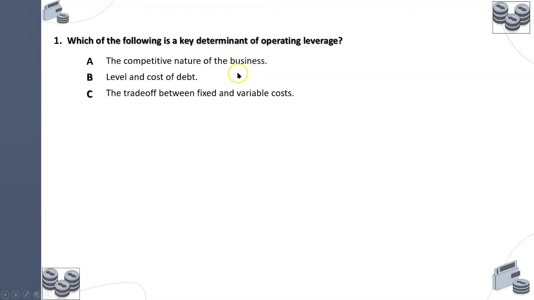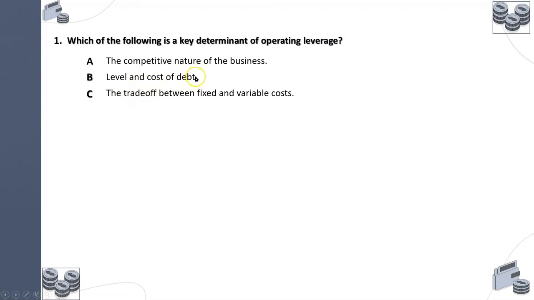That relates to business risk. If you have competitive advantage over rivals, then you will have low business risk. So it has nothing to do with operating leverage. The level and cost of debt.